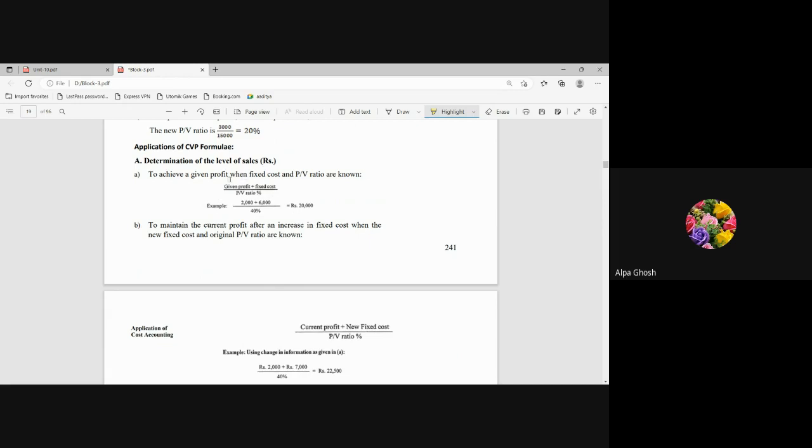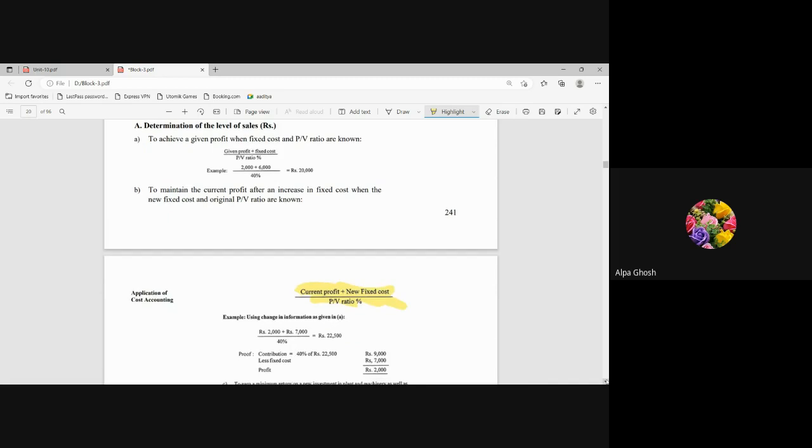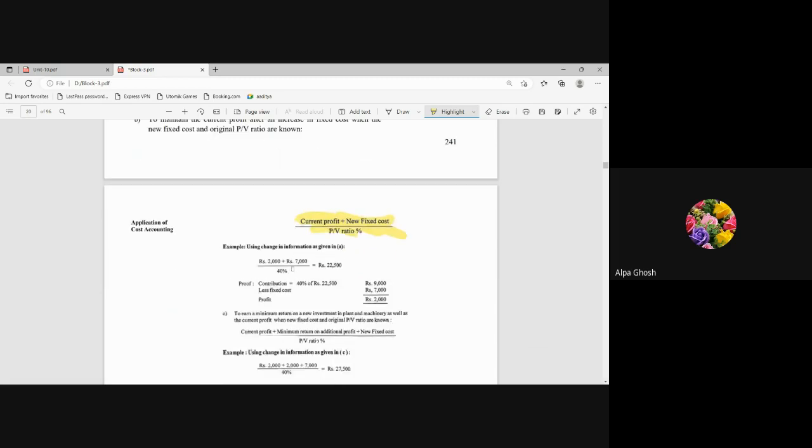So from the given profit, this given profit will change to the current profit. What is the current profit? Here you can see, 6,000 previous profit, additional 1,000 profit. So current profit is 7,000, 2,000 plus 7,000. Current profit 2,000, 7,000 is your current fixed cost, and when you divide by 40%, your answer is 22,500.